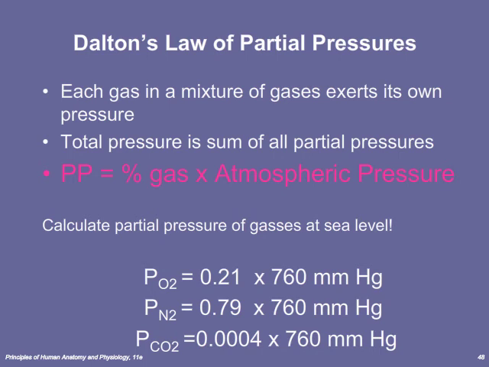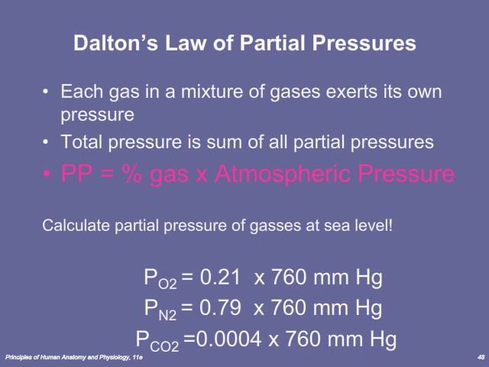Okay, think about oxygen. What is the percentage? It's 21%. Now we have to represent 21 as a decimal, so it becomes 0.21. And we multiply that by total pressure of the atmosphere of 760 millimeters of mercury. And if you do that math, you should get around 159.6 millimeters of mercury, and we'll just round that off to 160. So we can say that oxygen has a partial pressure of 160 millimeters of mercury.